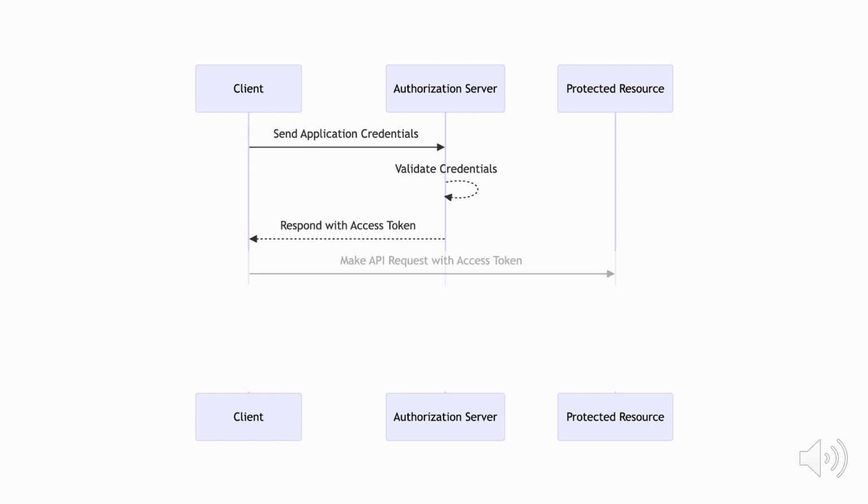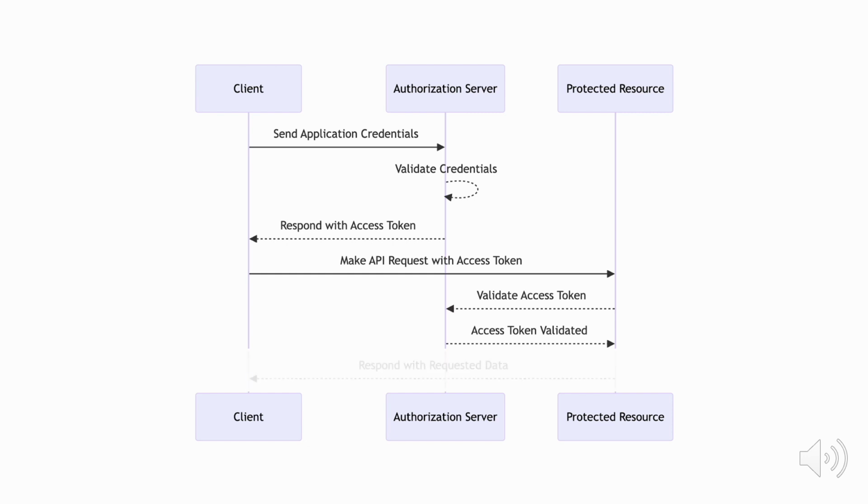The app, now in possession of the access token, uses it to make a request to the protected resource. The API, upon receiving the request, contacts the authorization server to validate the provided access token. The authorization server confirms the validity of the access token to the API. With the validated access token, the API processes the request and responds to the app with the requested data. That's all.